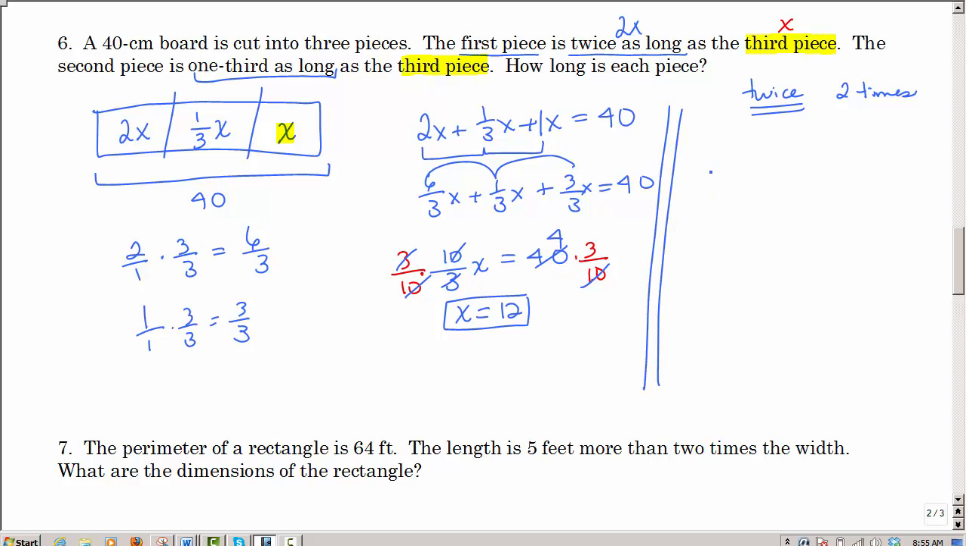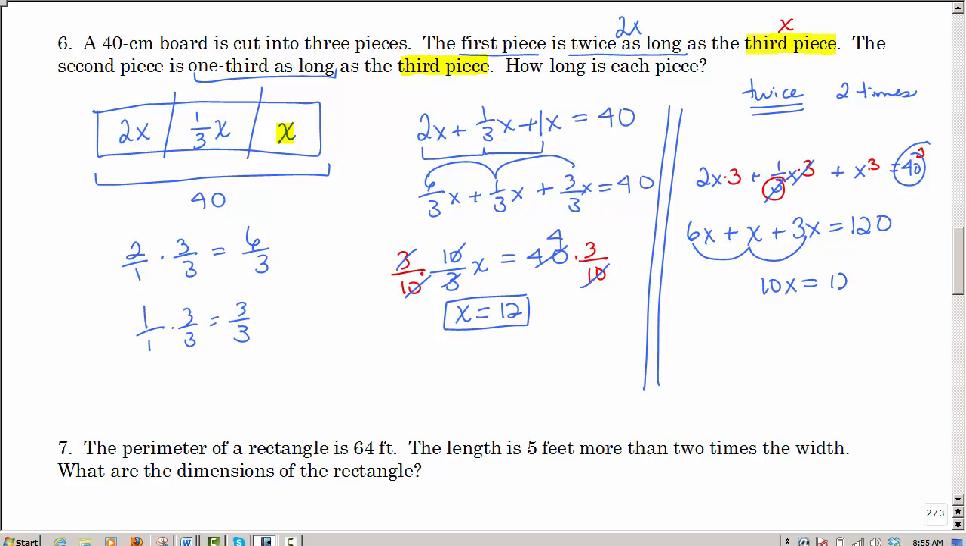The other way would be to take 2x plus 1/3 x plus x equals 40 and multiply by your common denominator, which is 3. I'd have to multiply all the parts times 3 and get 6x plus 1x plus 3x. 3 times 40 is 120. And I would still get 12. Choose one. We have been practicing this where we multiply by the common denominator, but I did want you to see you can add the fractions.